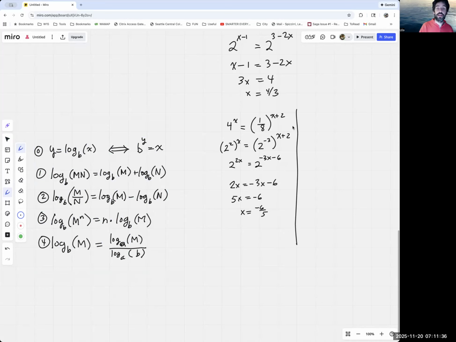If you don't notice that these can be manipulated that way, we can use our other methods. So for example, if we didn't realize that, we might have taken the natural log of both sides.